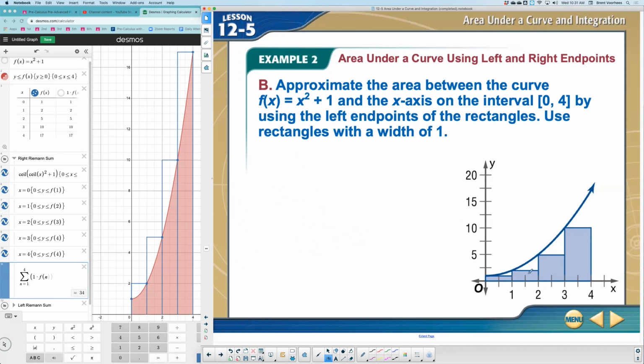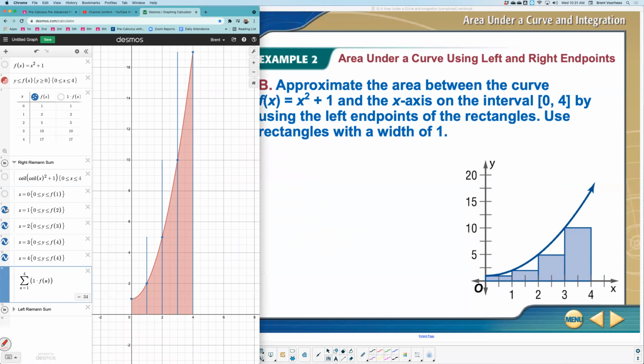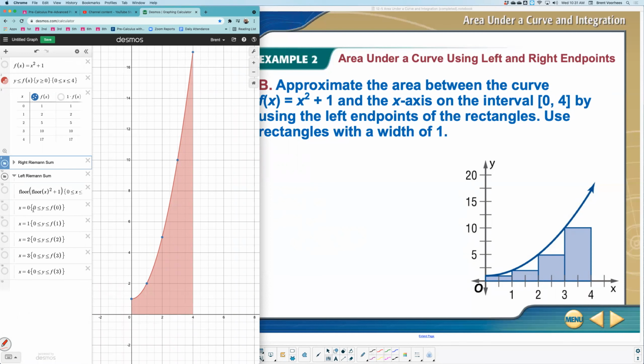Now let's look at it using left endpoints. So left endpoints would look a little bit different. Let me turn these off. There's no quick way of doing that other than clicking them all. And now let's look at the left endpoint. So now we're finding the area using left endpoints. Notice this is going to be an underestimate of the area. It's not going to include all the area.